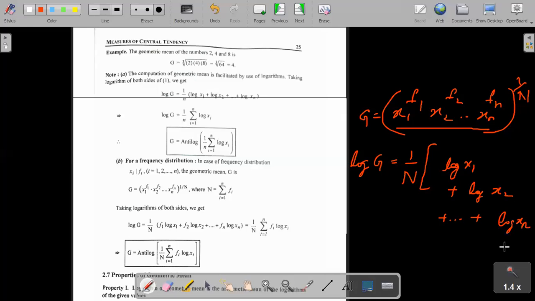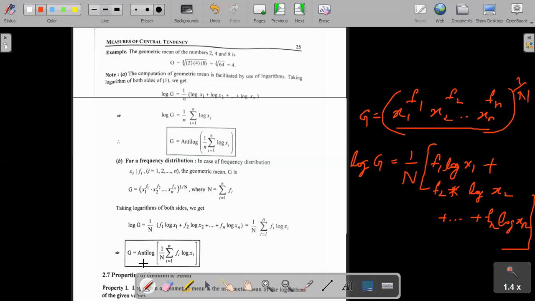Now if you see, all of these also had frequencies as powers. We know that when we take log, the power comes down, so f1 log x1, f2 log x2, and so on up to fn log xn. So now this quantity is easy to calculate. Once you have calculated this quantity, you just take the anti-log and you will get the value of G.